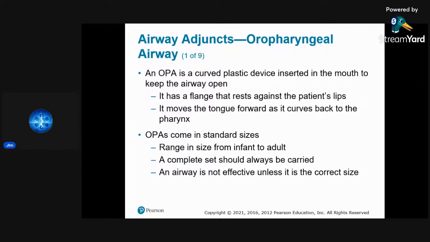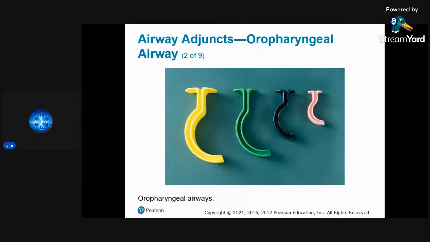They come in standard sizes ranging from adult to infant. A complete set should be carried. I actually recommend that you have two. An airway is not effective unless it has the correct size. And we're going to talk about sizing here in a minute. Here's a nice picture of the airways. You can see they're different colored for different sizes. However, I will tell you that some of them are all white. So you can have like 5, 6 different sizes, but they're all white.